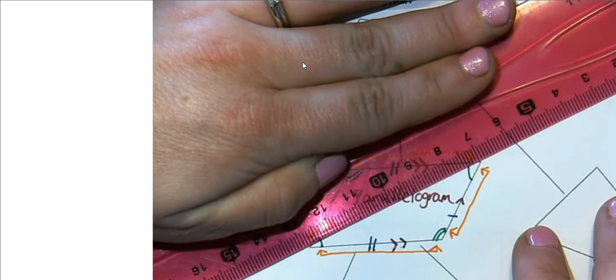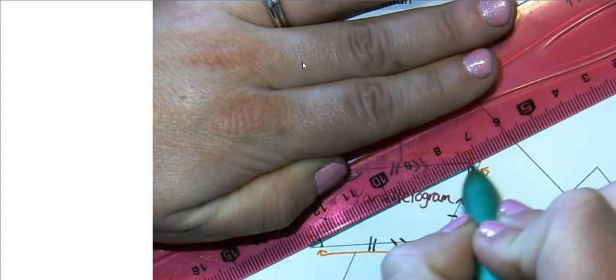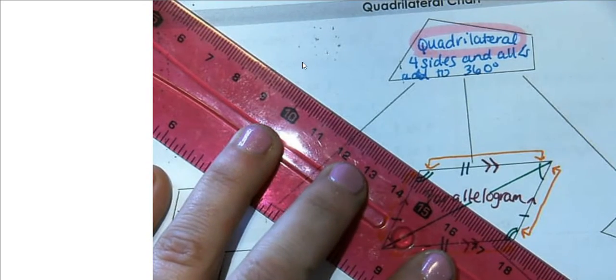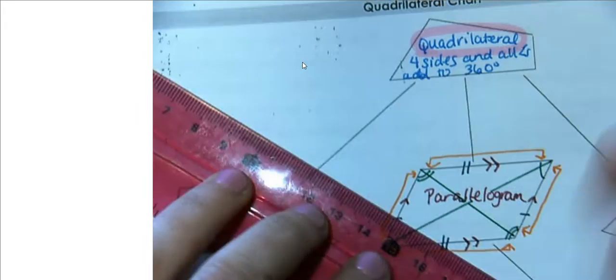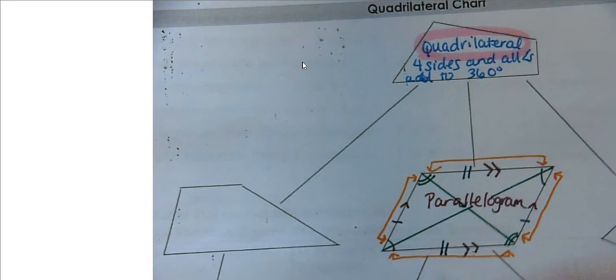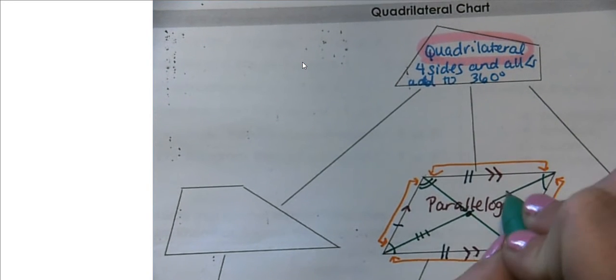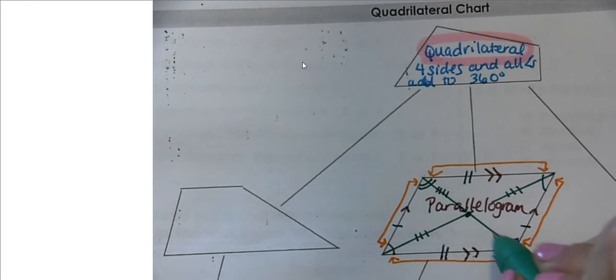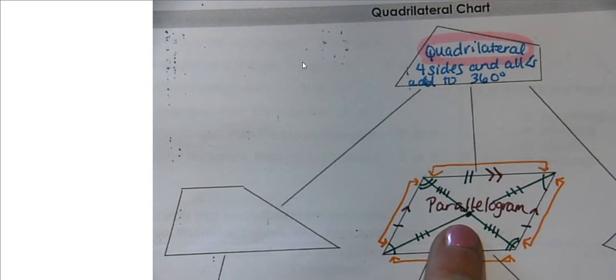Next, I'm going to draw in the diagonals. And in a parallelogram, the diagonals are not congruent, but what they do is they bisect each other. So the diagonals are going to be different lengths, but they bisect each other. So at their point of intersection, that point of intersection will be the midpoint.